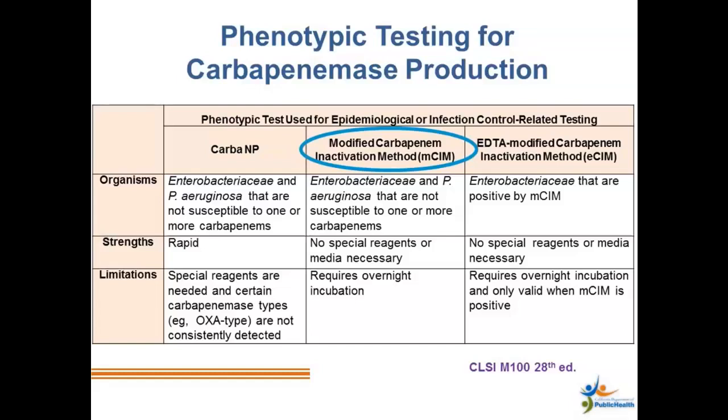eCIM is a new addition in the CLSI 28th edition. When performed together with mCIM, eCIM can differentiate serine carbapenemase from metallo-beta-lactamase in Enterobacteriaceae. No special reagents are needed. However, it is only valid when the mCIM result is positive, and similar to mCIM, it has a longer turnaround time. So mCIM is the phenotypic testing that we're currently offering at MDL.